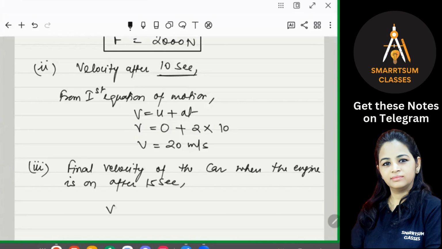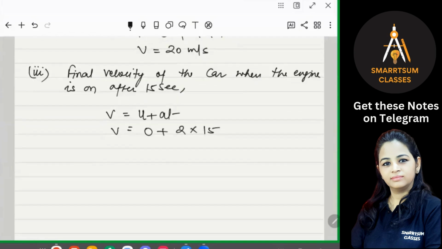So it is again v is equal to u plus at, right? u is 0, acceleration is 2, time is 15. We can easily find the final velocity. It will be 30 meter per second. That means after 15 seconds, it has attained 30 meter per second velocity, right? Okay. Everybody getting that?